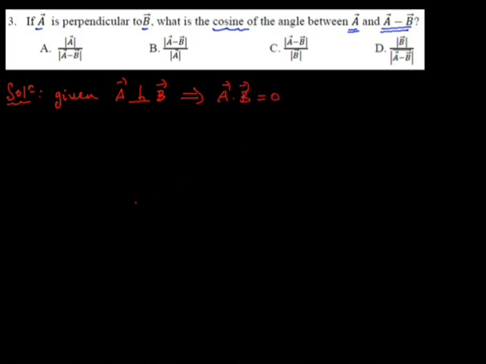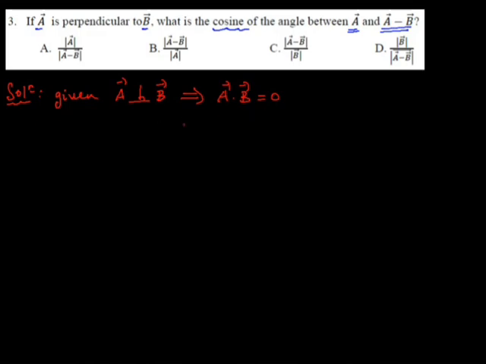If vectors A and B are perpendicular, what is the cosine of the angle between A and A minus B? Here we will apply the rules of vectors and some of the formulas related with vectors. So it's given that A is perpendicular to B. So mathematically, if two vectors are perpendicular, their dot product is 0. The dot product of the two vectors will be 0. This is the mathematical interpretation of perpendicular vectors.